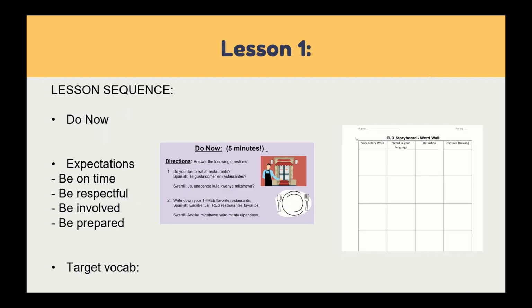For lesson 1, the first class out of the 3, first we're doing our do now. As you can see, I have a screenshot of the do now that they will be doing. It's getting them to think about what they do at a restaurant. Do they like restaurants? Getting them to use some language with that. Then we go over expectations, the 4 B's. I go over this every class, as well as the target vocabulary.